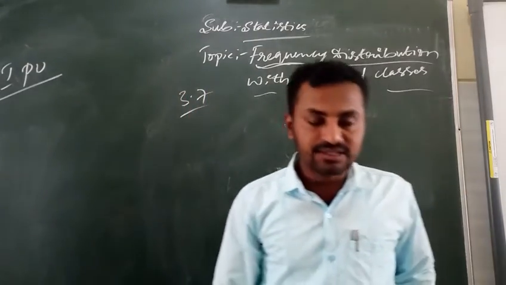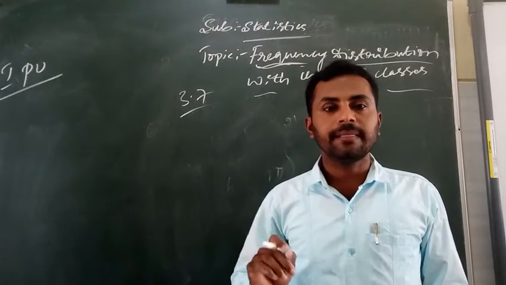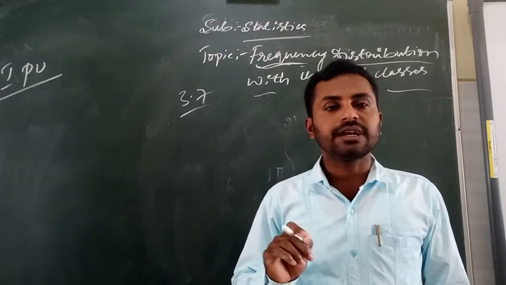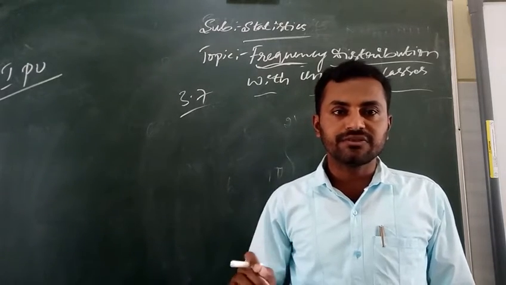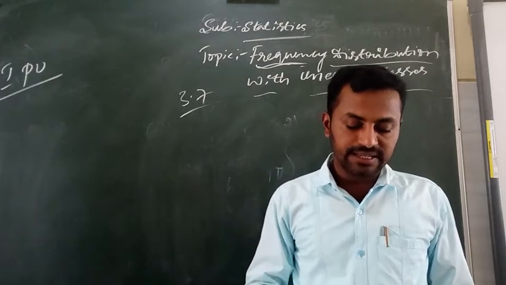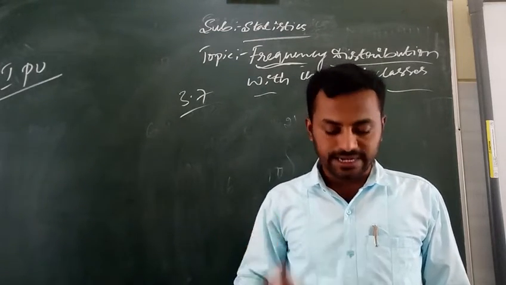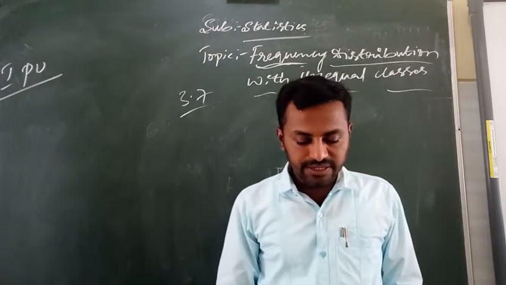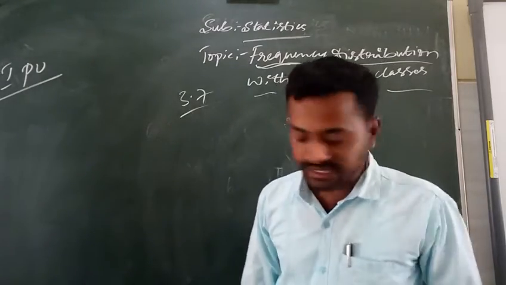See the classes: 0 to 10, 10 to 20, 20 to 30, 30 to 40, 40 to 45, 45 to 50, 50 to 55, 55 to 60, 60 to 65, 65 to 70, then 70 to 80, 80 to 90, 90 to 100. Then 0 to 10, how much? See the classes.